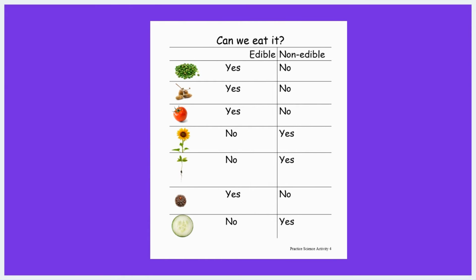And prepare the documentation panel by writing the learning activity question, "Can you eat it?" at the top. Create a chart with 7 rows and 3 columns. On the left side of each row, attach the image of your living and non-living items. Next, label column 1 as edible and column 2 as non-edible.